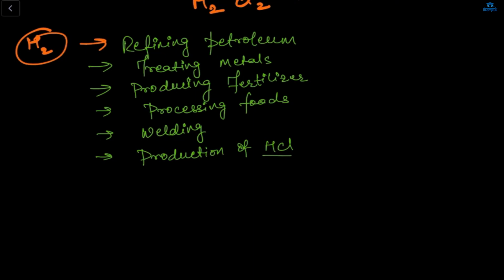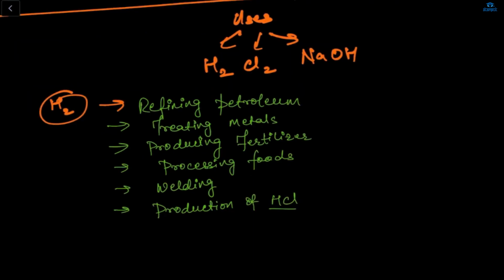So the uses of hydrogen gas are these: first, refining petroleum; second, treating metals; third, producing fertilizer; then processing foods, welding, and the last one is the production of HCl.